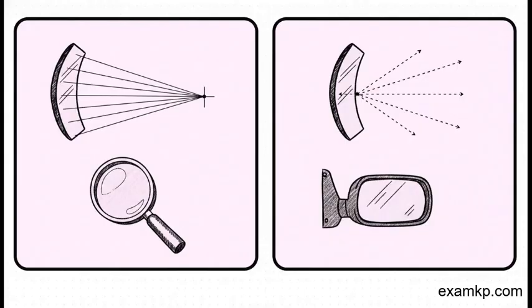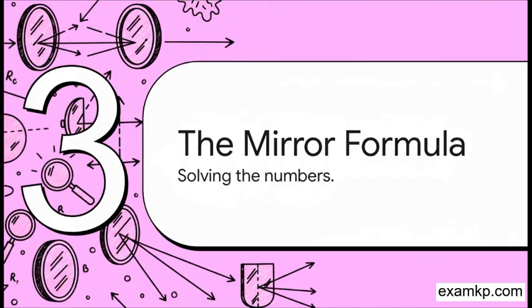Now, here is a key exam point. A concave mirror can form both real and virtual images. But a convex mirror, listen, it always forms a virtual, upright, and smaller image. Always. Remember that. Alright, it's time to get into the calculations.